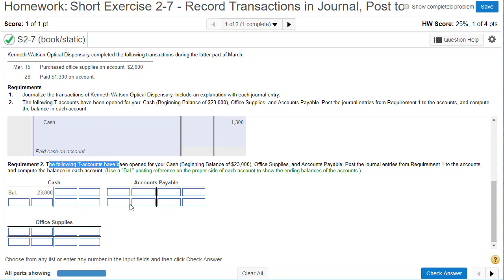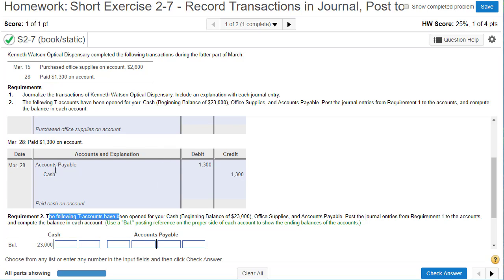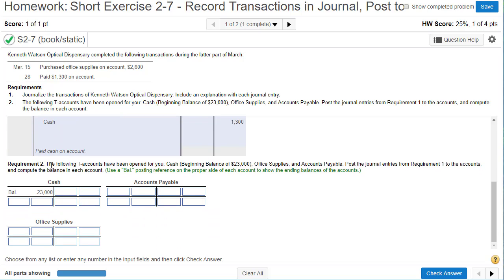Remember, the ledger has balances, and the journal, this is the journal up here, does not have balances. So the transactions are always recorded in the journal first, and then later, these transactions, like this $1,300, will be posted or copied to the ledger. So the following T accounts have been opened for you. Cash has a beginning balance of $23,000. So notice they already put the beginning balance right here, $23,000.